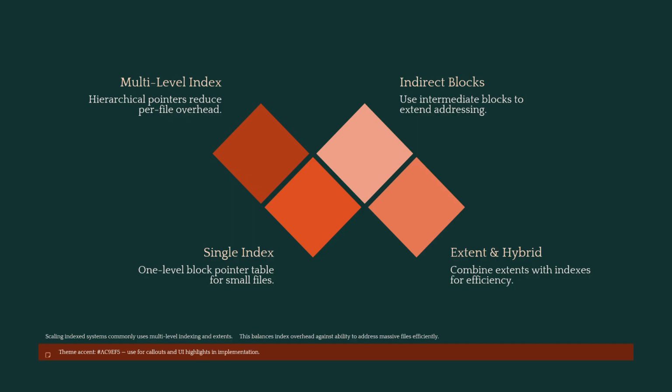Multi-level index. Hierarchical pointers reduce per-file overhead. Indirect blocks use intermediate blocks to extend addressing. Single index: one-level block pointer table for small files.